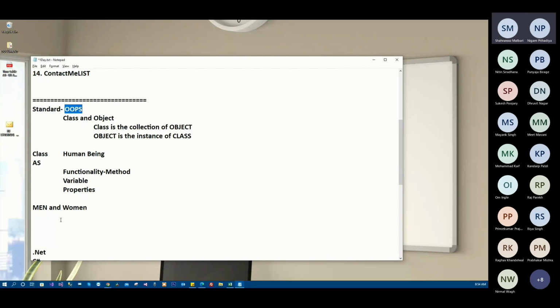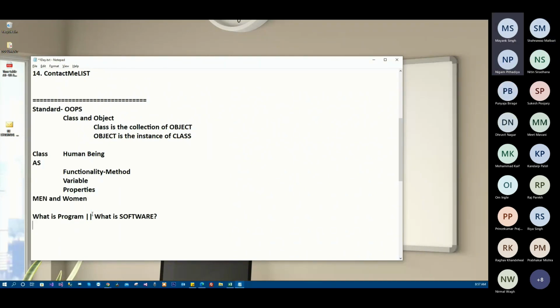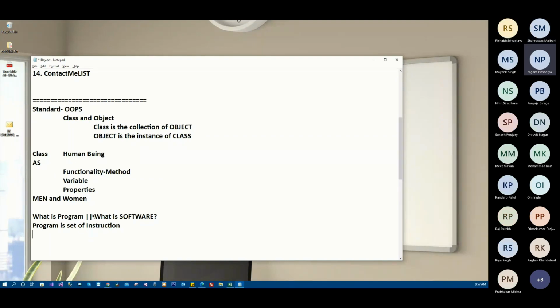Coming to the next point, what other thing do you have in this? You have the function, variable, and the property, right? Before going ahead, what is a program? Yes, tell me, what is programming? Sorry, what is a program and what is software? A program is a set of instructions to be executed. A program is a set of instructions. It's a bunch of actions performed simultaneously to run a program.